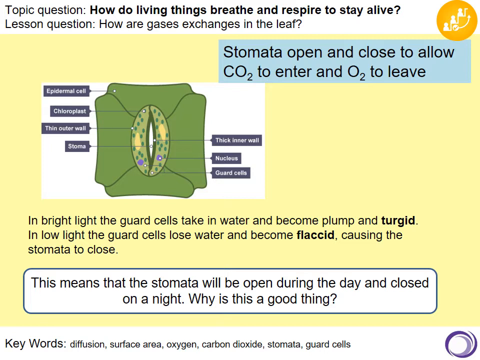Putting these two things together, this means that the stomata will be open during the day and closed at night. Why do you think this is a good thing? Yeah, that's right. Photosynthesis is going to predominantly happen during the day because it needs light for it to occur. So during the day, the plants will need to absorb carbon dioxide and release oxygen as part of the photosynthesis process. But at night, when they're not photosynthesizing, they don't need to do that.